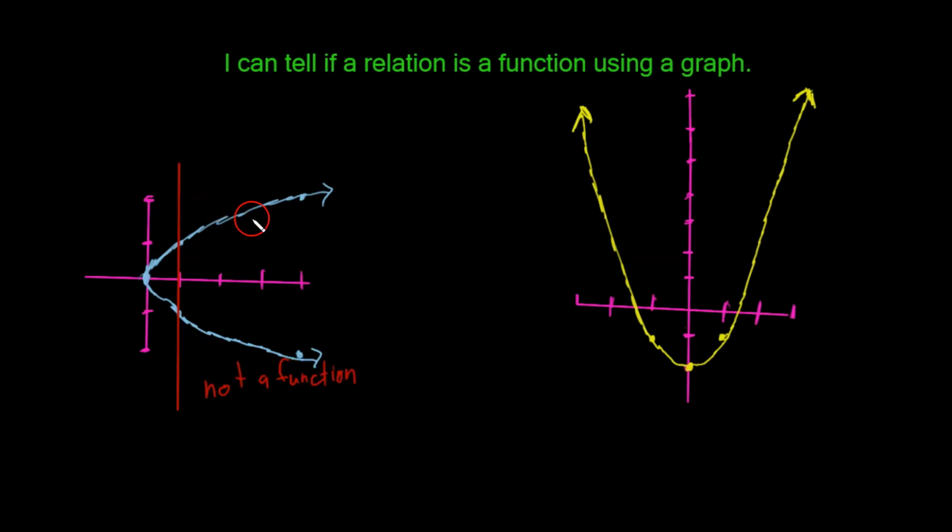Okay, and I could do that on other points as well, but it really only needs to happen at one point in time. If it does not pass the vertical line test, if this line passes through 2 points on the graph, it is not a function.